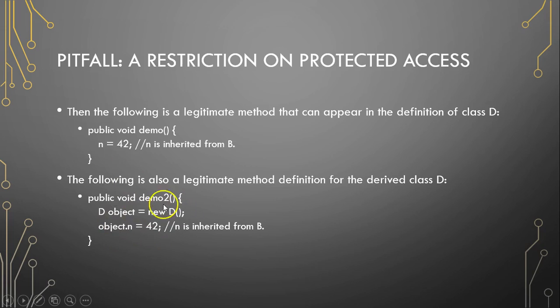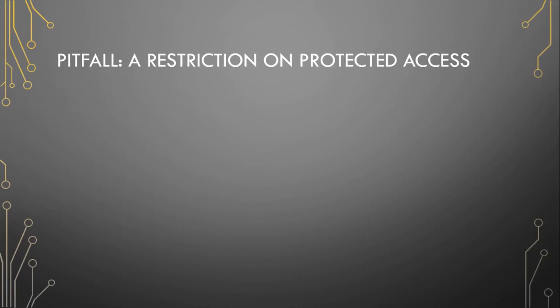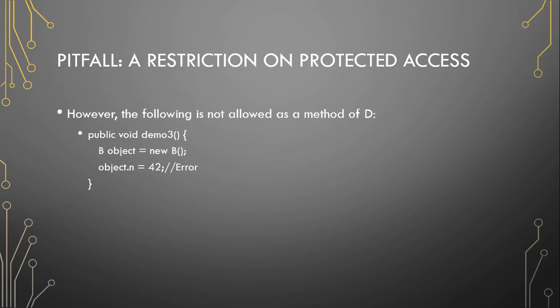So here we're creating an object of the D class. Remember, n belongs to D because it is in a derived class. It's inherited from B. All right, now let's look at how this pitfall could actually be causing issues. This is not allowed as a method of D. Public void demo3, B object is new B, object.n equals 42, error.